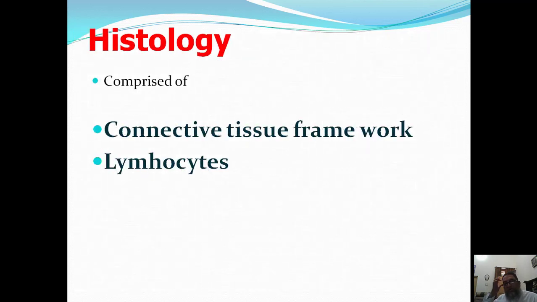What is the histology comprised of? A connective tissue framework, and the main composition is lymphocytes. Two types of structures you will see: the connective tissue framework, which makes up the entire stroma, and the lymphocytes embedded in it.